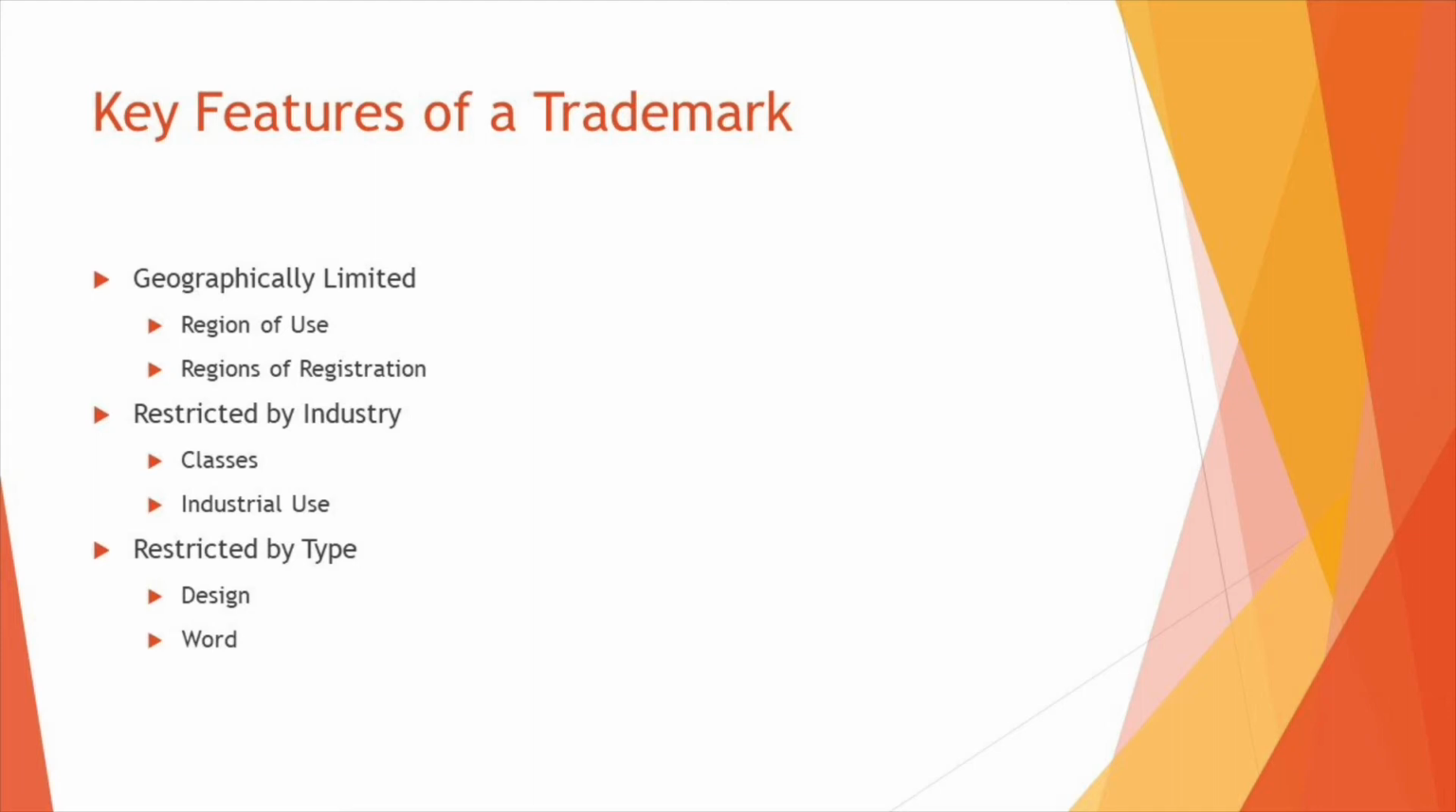The final type of restriction is by type. Now, in several jurisdictions, India included, there are different types of registration that can happen even within the same class. In India, for example, it's divided into a design trademark and a word trademark. A design trademark refers to a visual arrangement. It's a combination of words and other visual elements in a specific way. Whereas a word registration is a trademark that applies only to the arrangement of words.